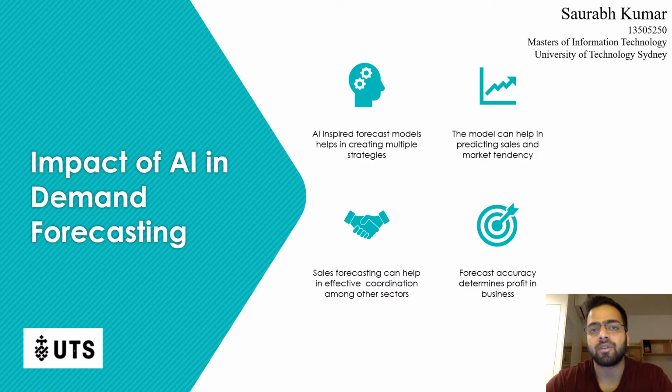When it comes to the demand forecasting sector, AI-inspired forecast models are extensively being used in the creation of multiple strategies, and with the help of the predictive results of the models, they can forecast sales and market tendency. This forecast can further help in coordination among different supply chain management sectors and allows the sectors to prepare themselves to accommodate the requirements of the forecast. But the impact of forecasting in the supply chain will be significantly determined by the degree of accuracy of the forecasting model. This allows businesses to make strategic decisions quickly, and as a result, it plays a major role in making the business profitable.